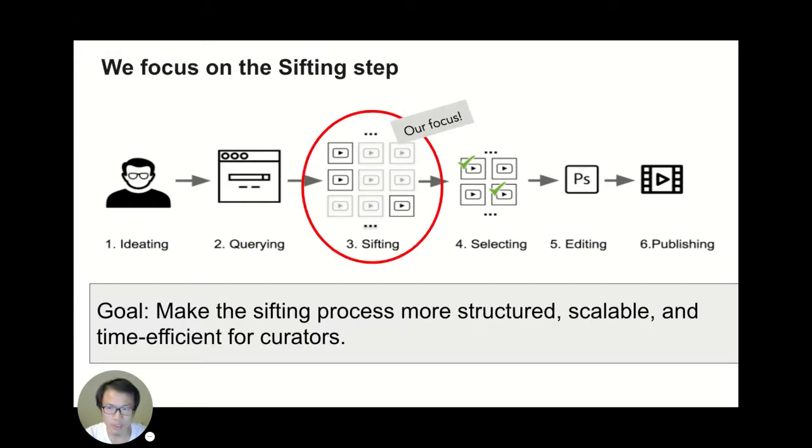So this project is focusing on the sifting step, where the input is tens of thousands of snap videos returned from a query, and the output is a refined set of eye-catching and thematically relevant videos, often dozens, for the final selection. And the goal is to make the sifting process more structural, scalable, and time efficient for curators.